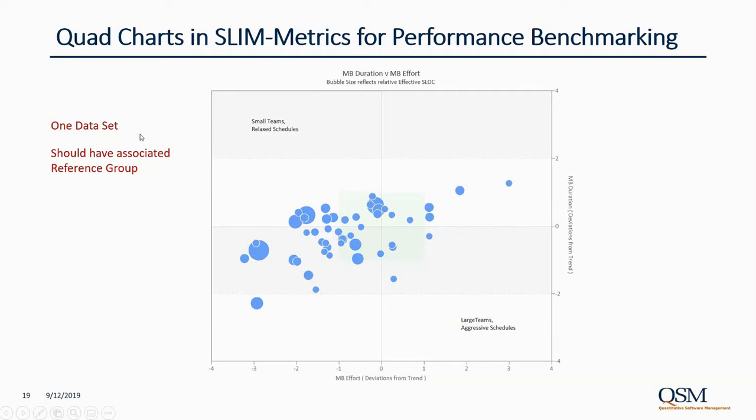The reward up here is just to let you know that in Slim Metrics, you're limited to one data set or group of projects. Imagine a database with tens or hundreds of projects. You can use queries to define different database subsets for different types of analysis you may want to perform. So you should also ensure that when you want to use this chart in Slim Metrics with your data set, you associate with that data set a reference group, which is that reference trend group, so that those statistics of the deviations from trend can be computed.